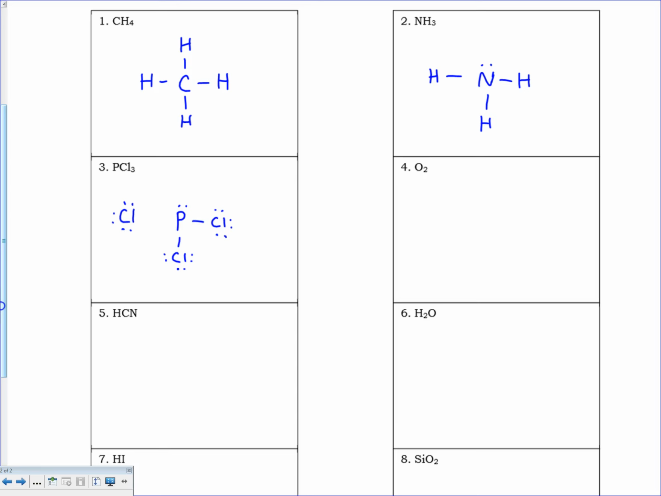And then everything else shows up in the final structure. O2 is a little bit interesting here. We've got 2 oxygens involved. Each oxygen has 6 valence electrons, meaning it's going to have 2 pairs that don't bond and then 2 individual ones that are open for bonding.